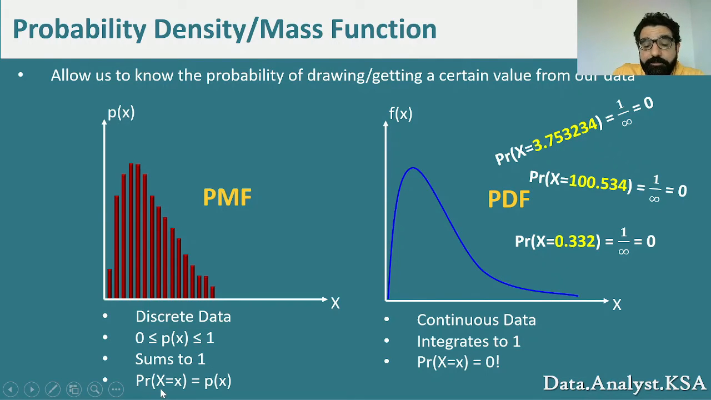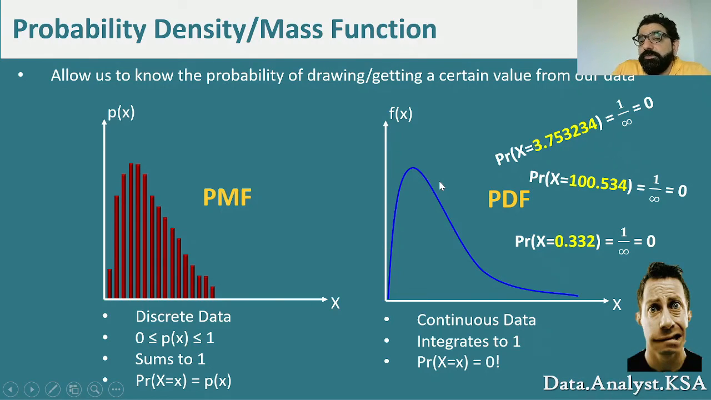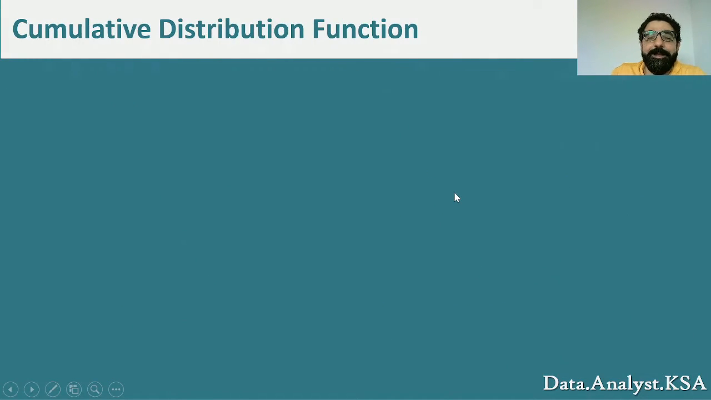So I cannot just say the probability of x equals 3, for example, is this number. So what can I do? Look at this confused man now. He doesn't know what to do. But this leads us to talking about a cumulative distribution function.